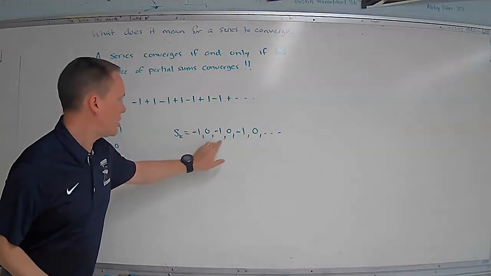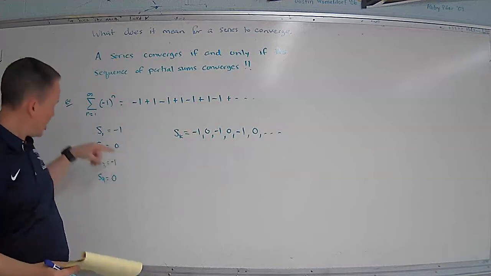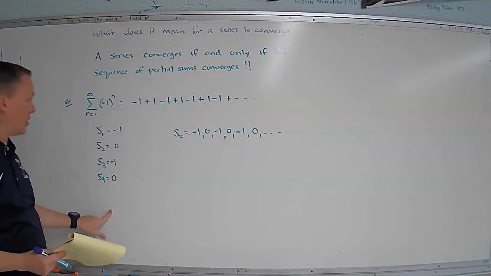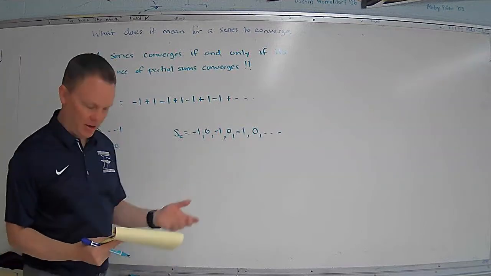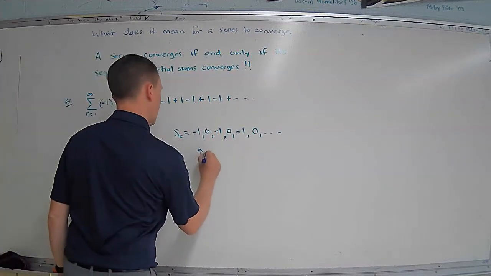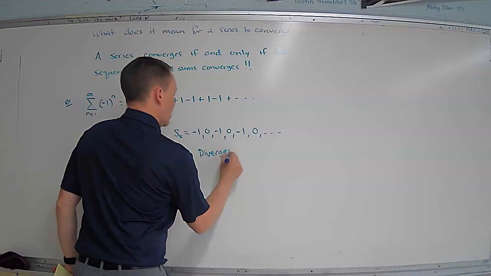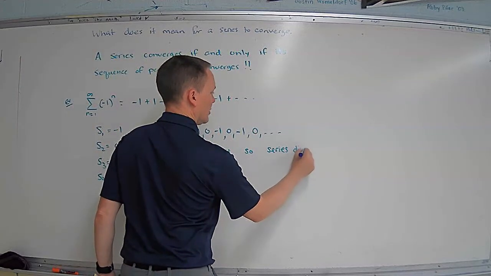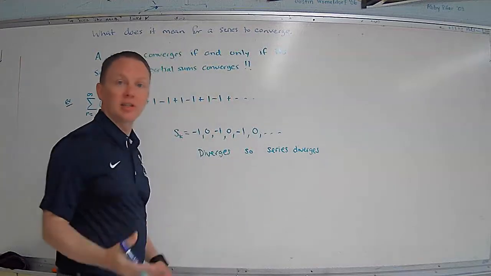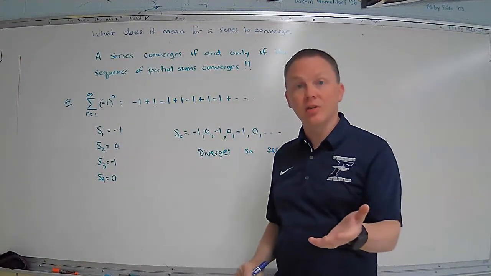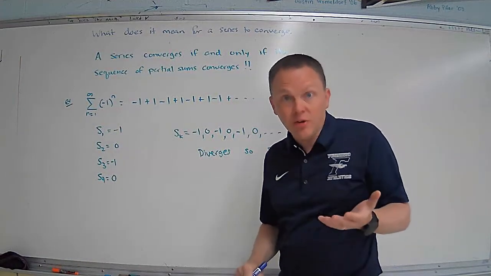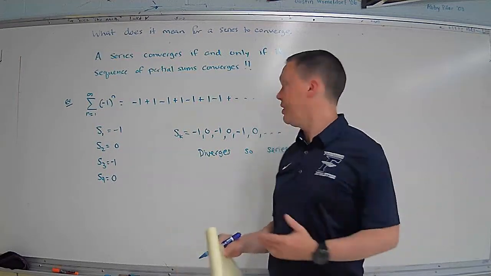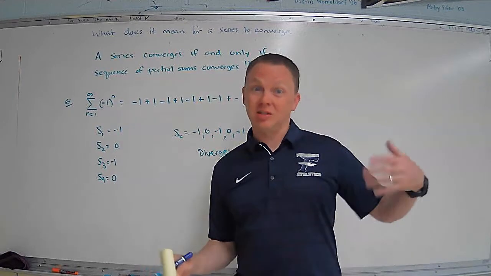Does this sequence converge? Is that sum going to approach something? The more terms I gobble up, am I approaching something here? The answer is no. It's flip-flopping, right? So this sequence diverges. So the series diverges. Okay? And here's an example, my friends, of an infinite series that diverges, but it doesn't add up to infinity. It just doesn't add up at all. Okay? Just because it diverges doesn't mean it's infinite.